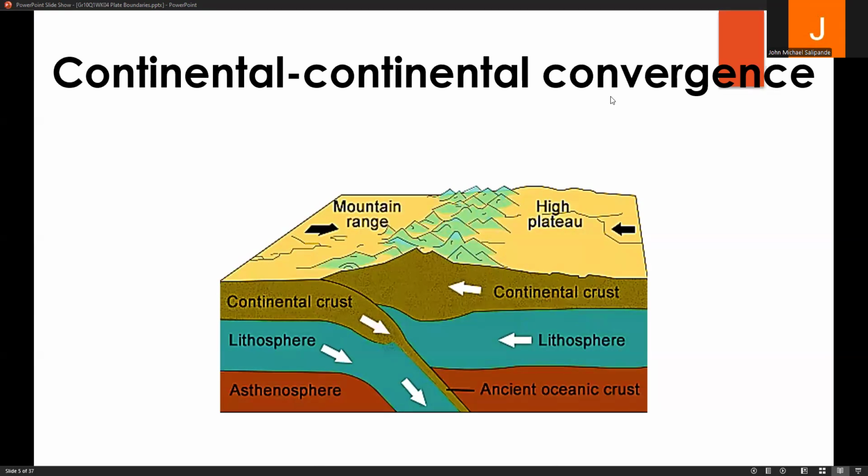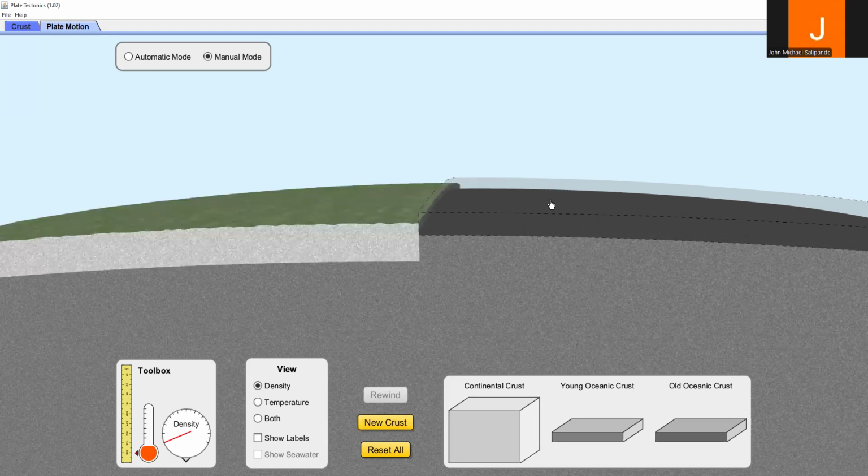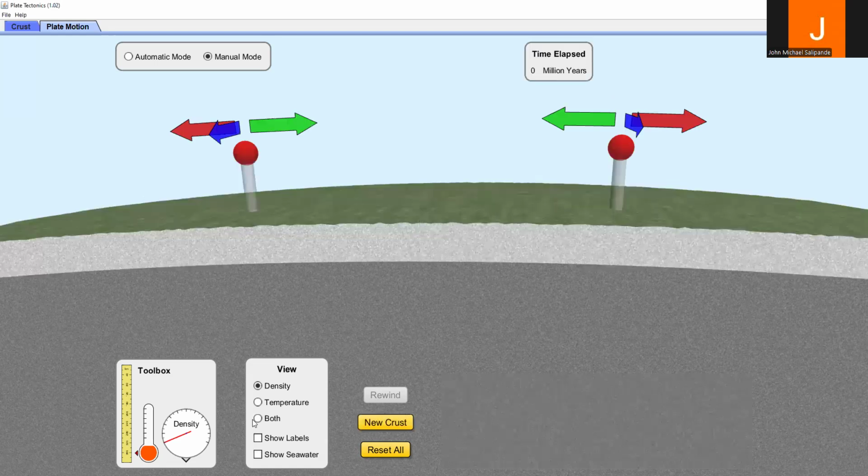All right. So remember, our first type of convergent boundary is continental-continental convergence. So you have two continental crusts colliding with each other. Because of that, I will put a continental crust on the left and another continental crust on the right. Let me adjust the settings for you.